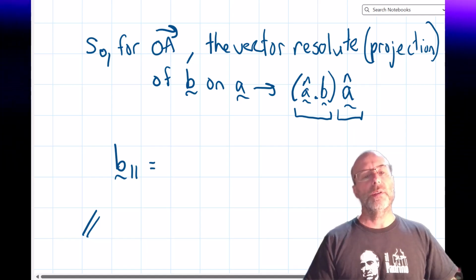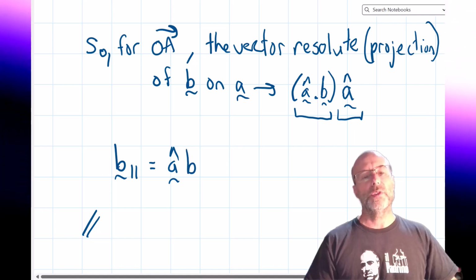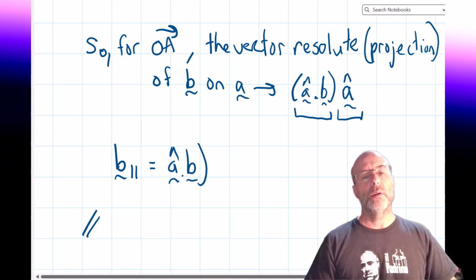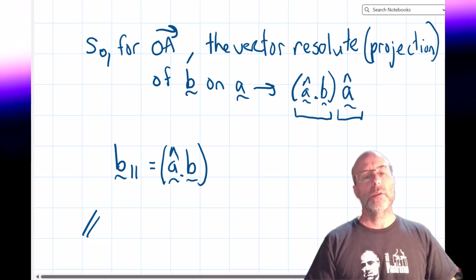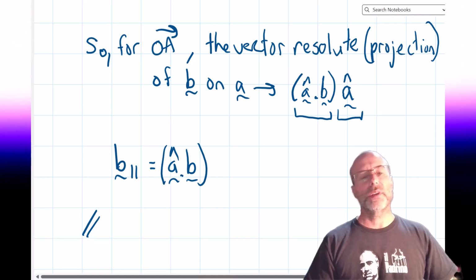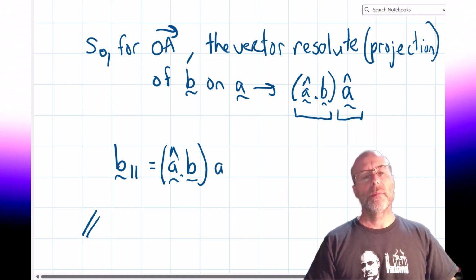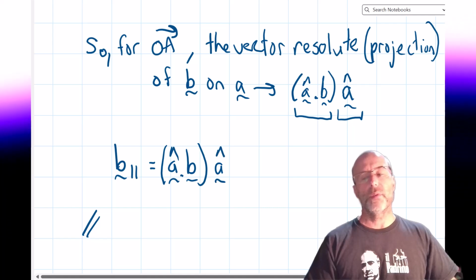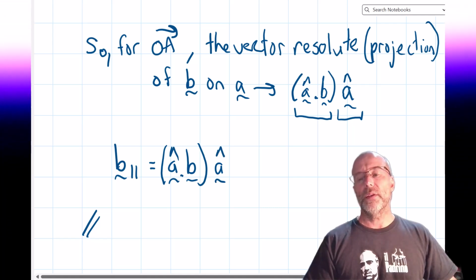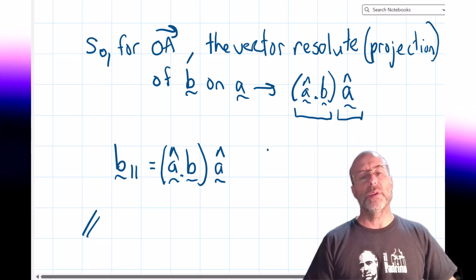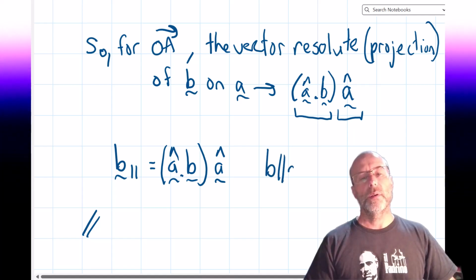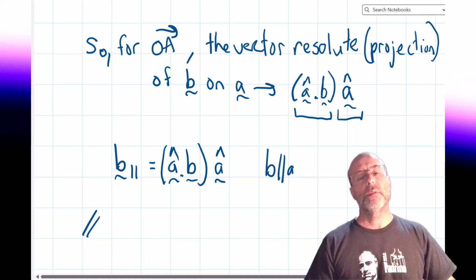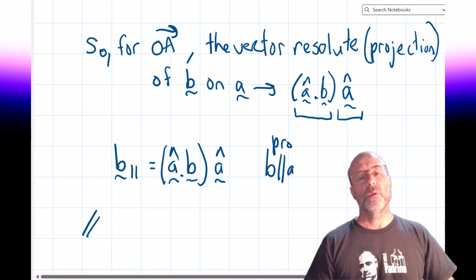So it's equal to what we just wrote before: the dot product to give us the scalar, and times by the unit vector. So that is the vector projection of B parallel to A, or the resolute.